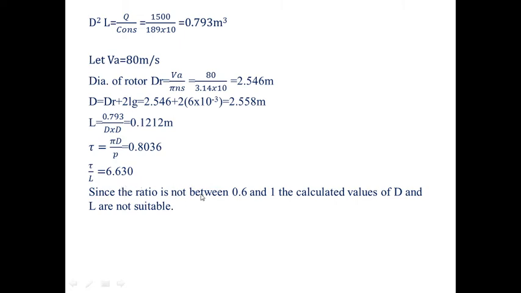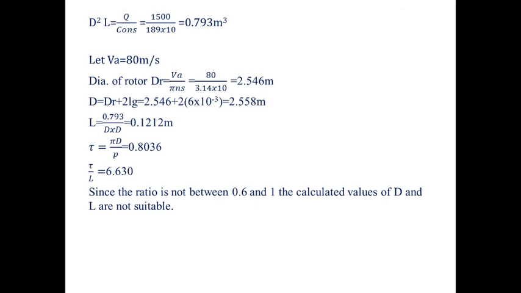Since the ratio is not between 0.6 and 1, the tau by L ratio should be between 0.6 and 1, and the calculated values of D and L are not suitable.